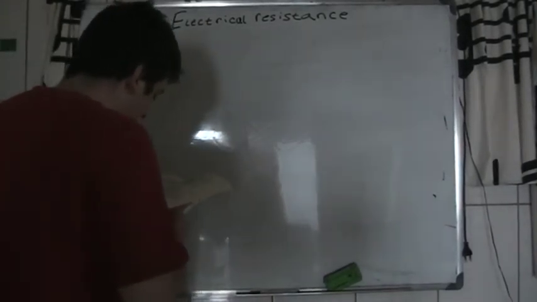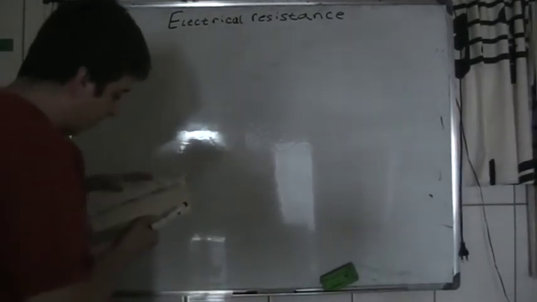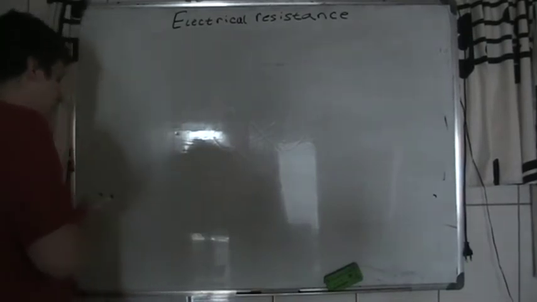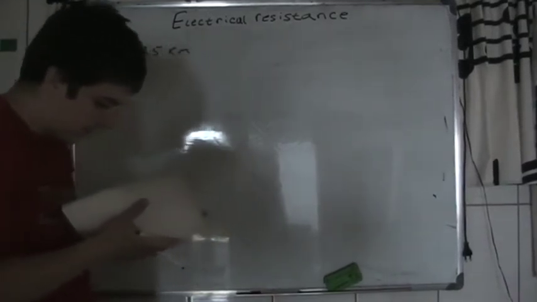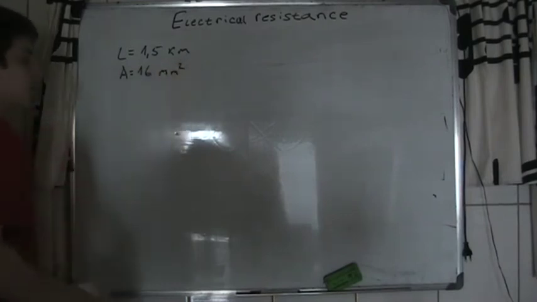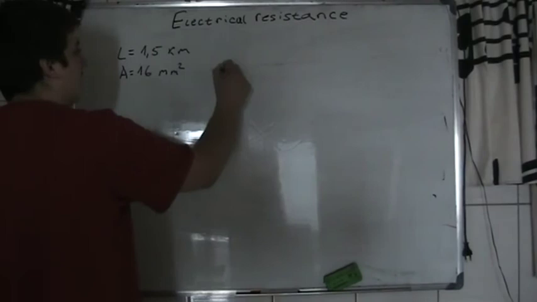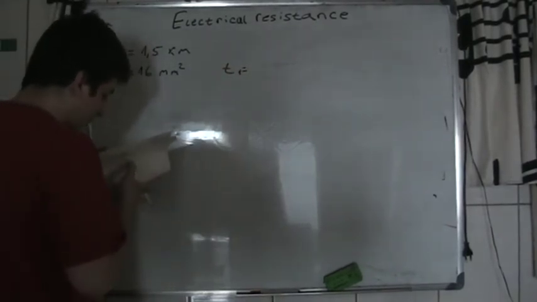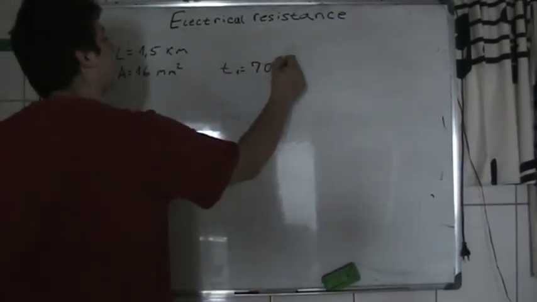What is the resistance of a copper wire that has a length of 1.5 kilometers and a cross-sectional area of 16 millimeters squared, at the temperature T1 equals 70 degrees Celsius?